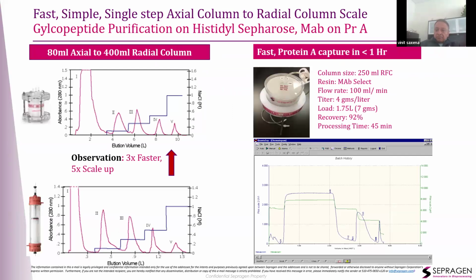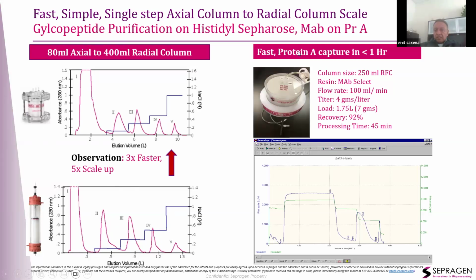So quickly, I'll share with you some examples. Below is an example of a conventional separation on an axial column. That was scaled up about 5-fold onto a small lab radial flow column. It's a 5-fold scale up, but the process was 3 times faster. Not 3 times faster at the scale, but assuming that we had scaled up an axial column 5 times, whatever that flow rate would have been, the radial flow column delivered 3x faster with the same performance.